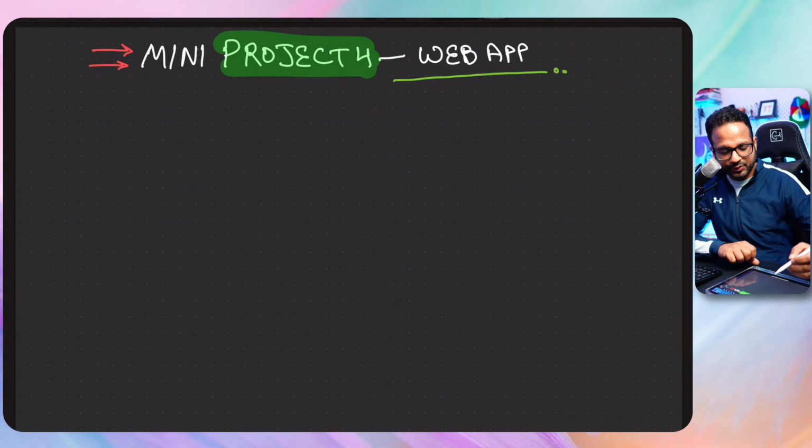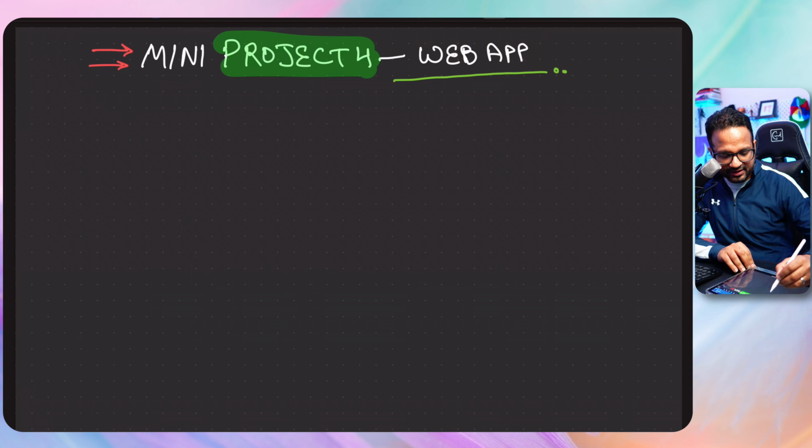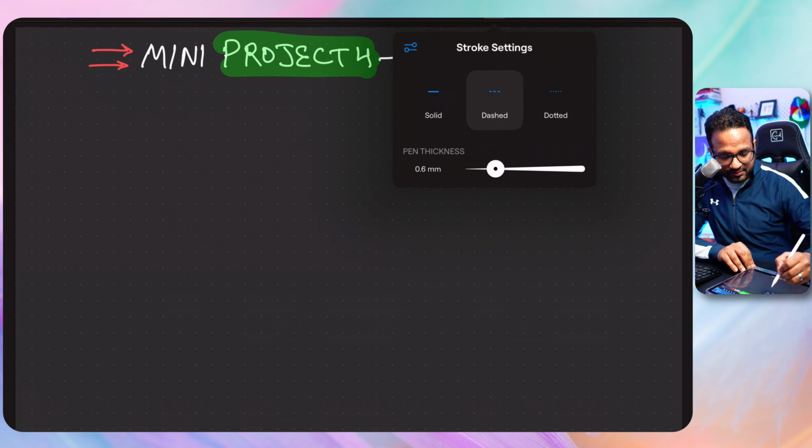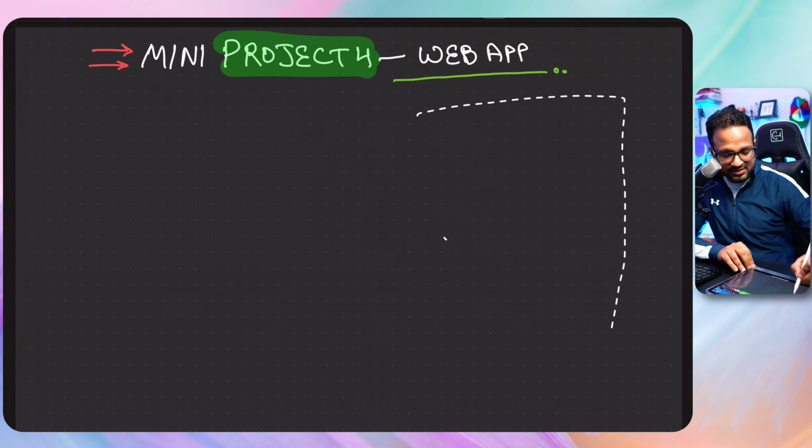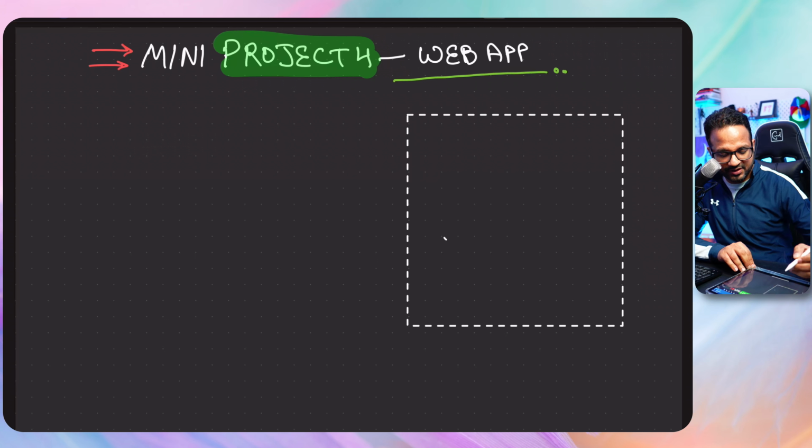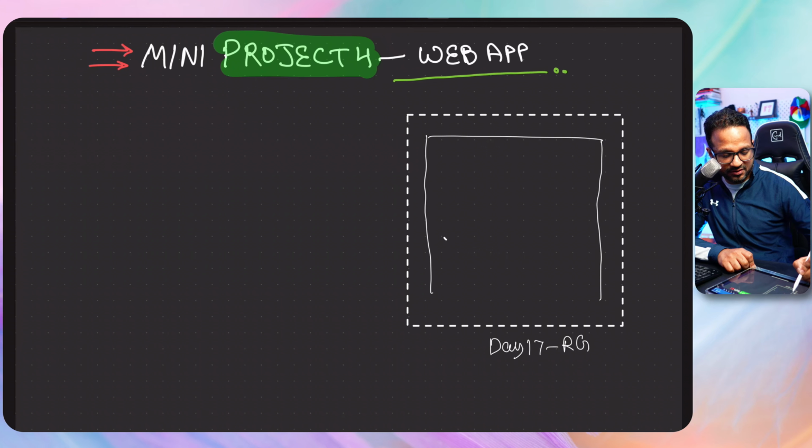So this is what we'll be doing. Basically, we'll create an Azure resource group first. So let's say we have our Azure resource group over here. Let's call it day 17 RG. Inside our resource group, we'll create an Azure resource, and the Azure resource type would be app service plan. So let me create it over here.